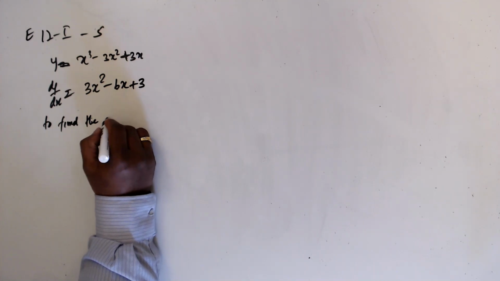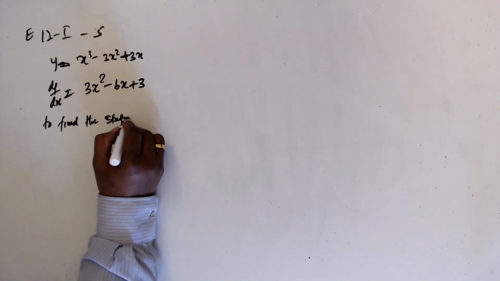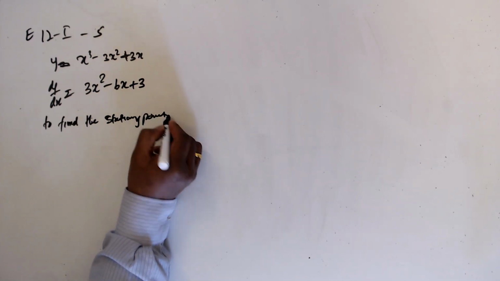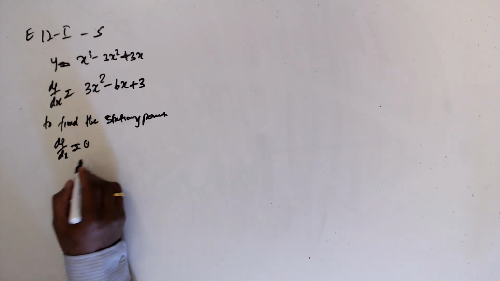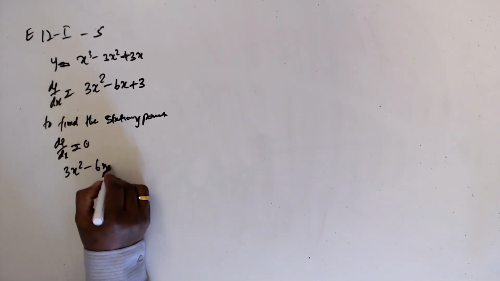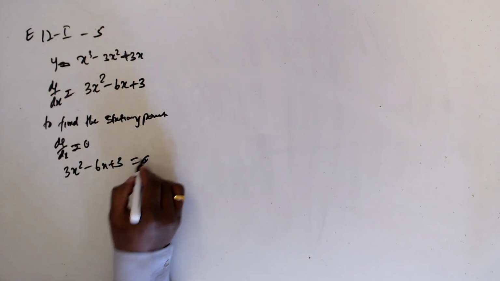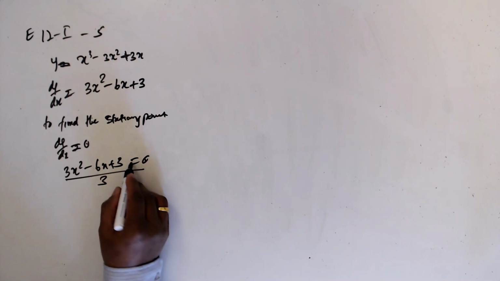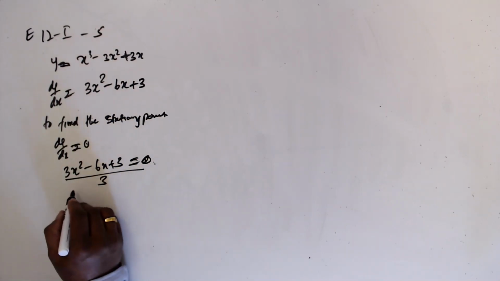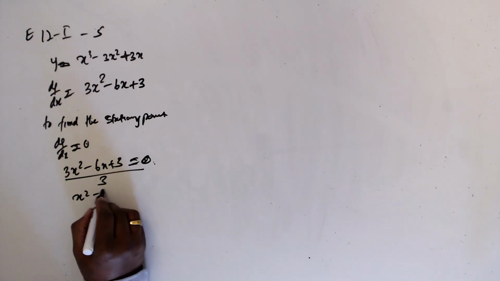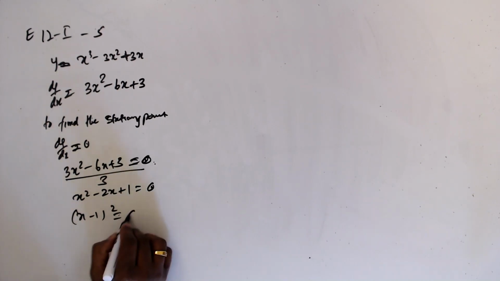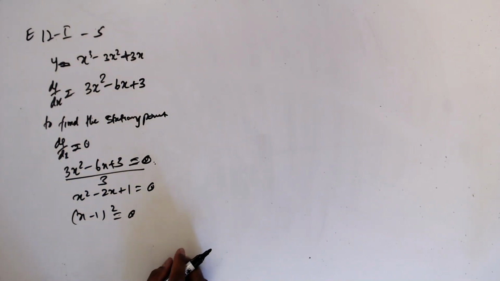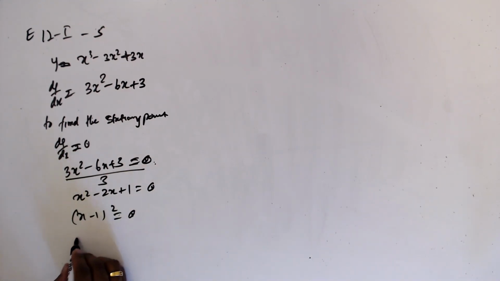Now to find the stationary point, we make dy by dx equal to 0, the place where the gradient is 0. So 3x squared minus 6x plus 3 equals 0. I can divide by 3 because this side is 0. So x squared minus 2x plus 1 equals 0. So this is (x minus 1) squared. It has only one minimum, maximum or point of inflection. So that is x equals 1.